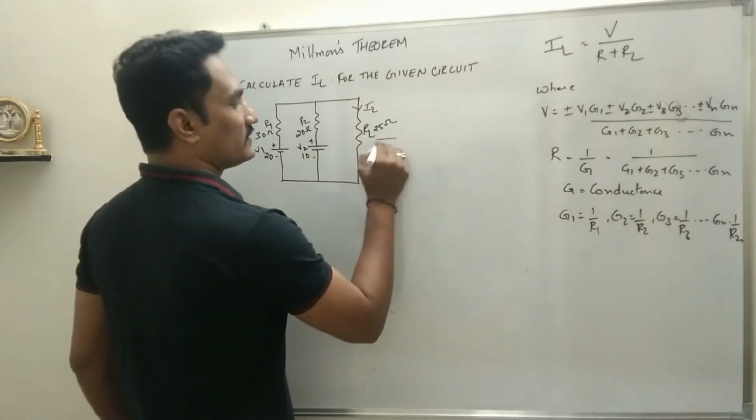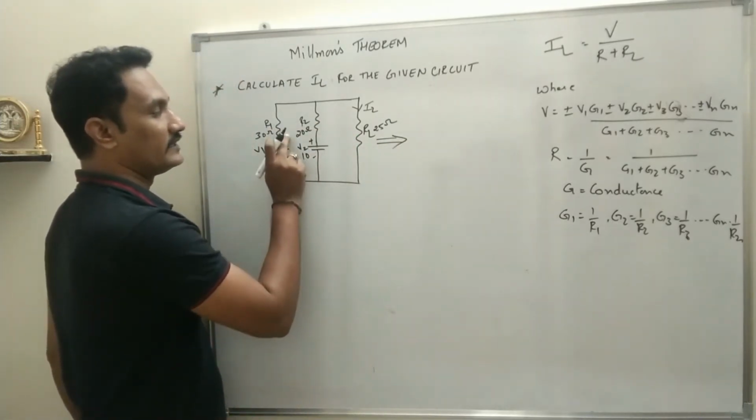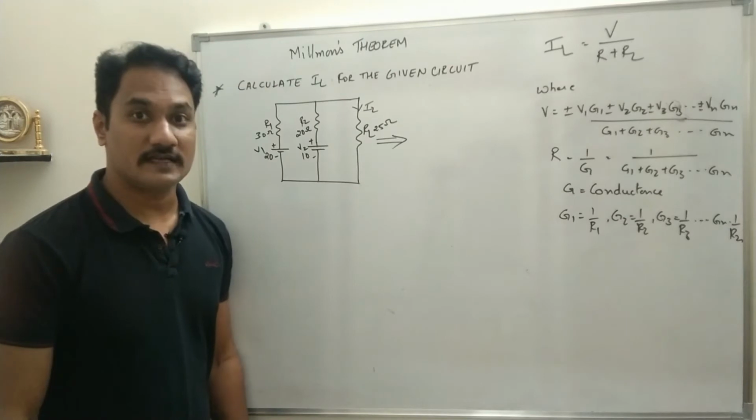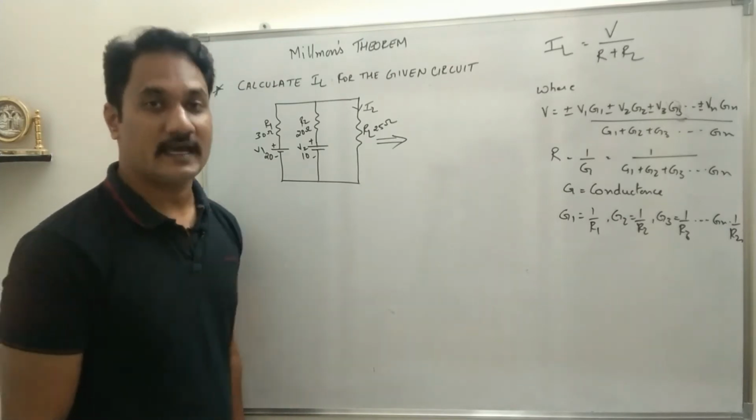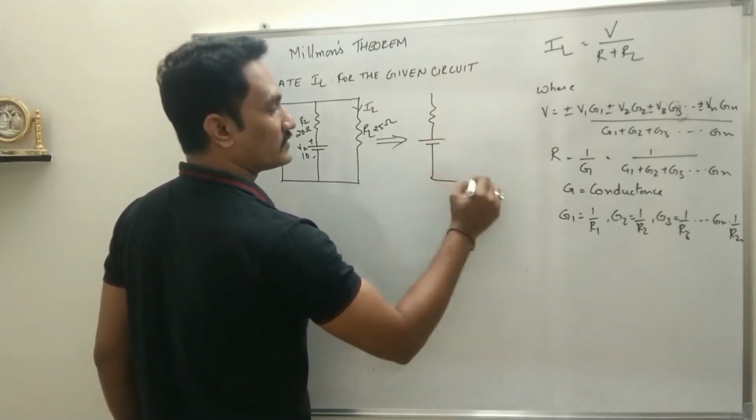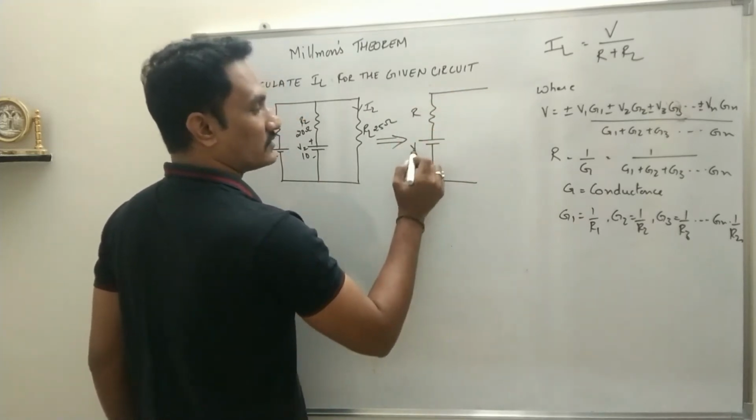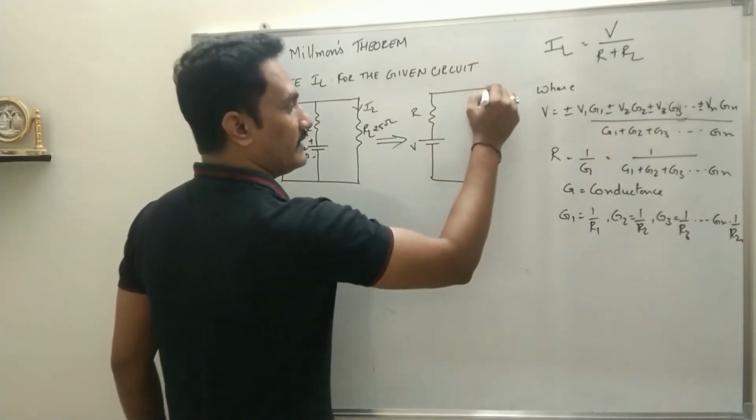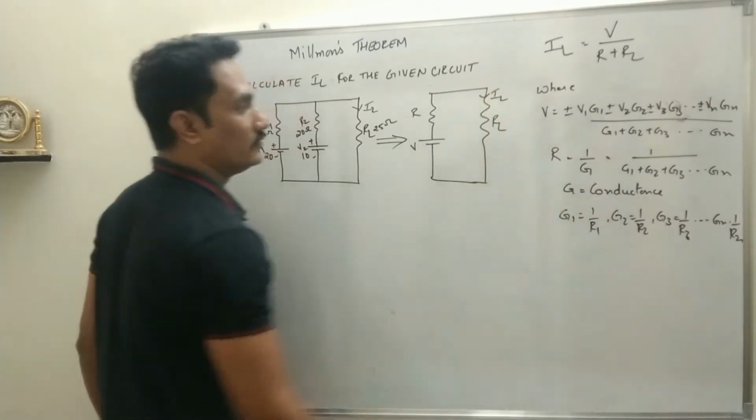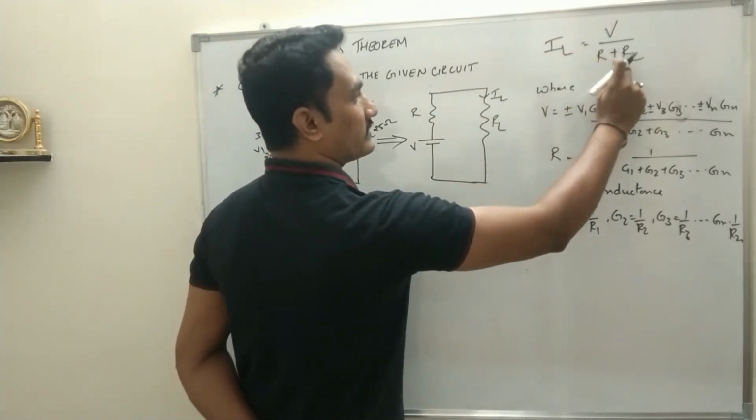So when you apply Millman's theorem to this circuit, what you can see is there are two sources, V1 and V2, with their internal resistance R1 and R2 connected in parallel. So according to the statement of Millman's theorem, we can replace this entire network with one single voltage source and one single resistance connected in series with the voltage source, represented by V and R, and then we can connect the load resistance, and it will be easy for you to calculate IL by this formula. IL is equal to V upon R plus RL.